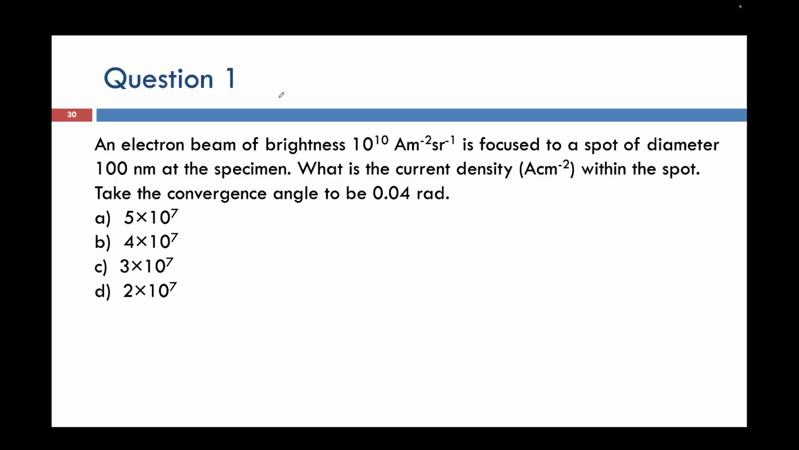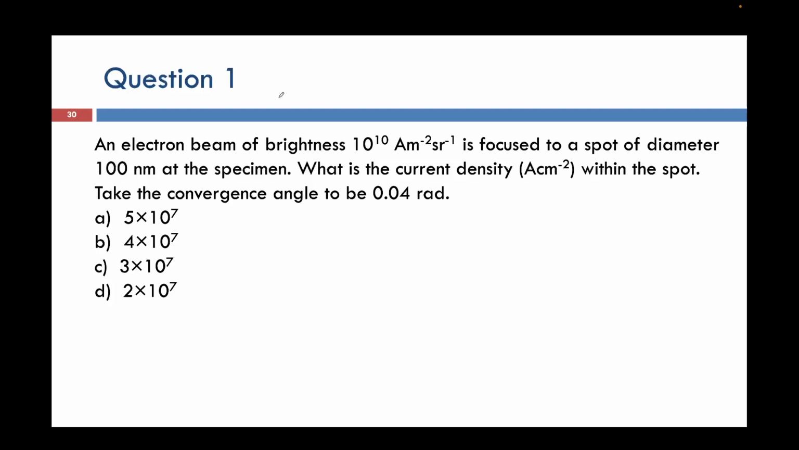So question one is: an electron beam of brightness 10 to the power 10 ampere per meter square per steradian is focused to a spot of diameter 100 nanometer at the specimen. What is the current density in ampere per centimeter square within the spot? Take the convergence angle to be 0.04. Okay, so we'll solve these questions.